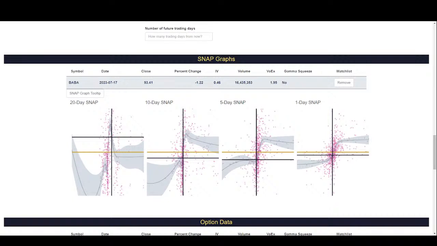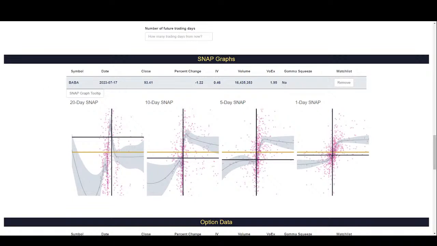When all snap graphs are saying the same thing, it's already enough just based on statistics for a small size bet that wouldn't need to be monitored daily, except for a nightly checkup on the 10 and 20-day snap graphs. So I hope that made sense to everybody. I'll go over it one more time quickly. The 20-day snap graphs are correct 78% of the time, the 10-day 75%, the 5-day 76%, and the 1-day 68%.